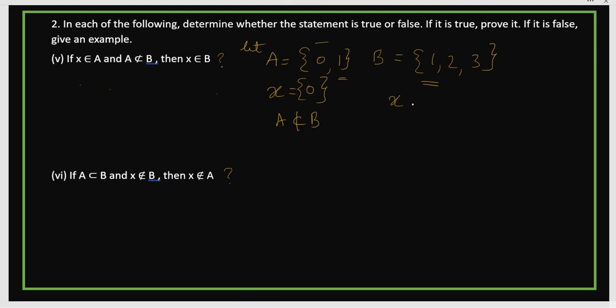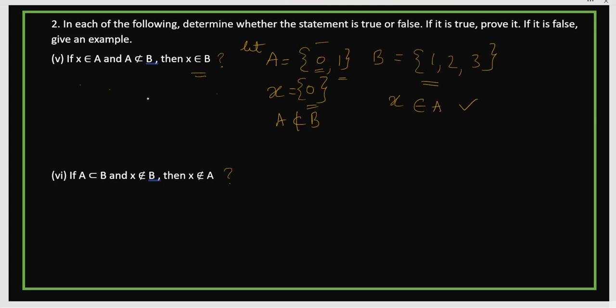X belongs to A. Correct. True, because 0 is there. That means even if x belongs to A and A is not a subset of B, x belongs to B is not guaranteed. This statement is not always true.